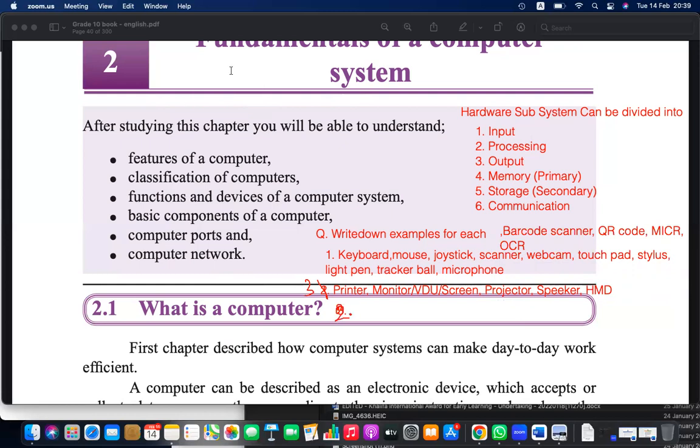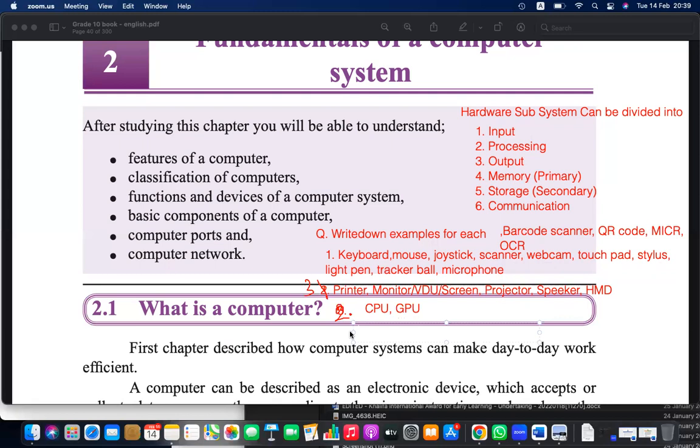What are the processing devices? There are 2. Central processing unit and graphic processing unit. GPU. CPU, GPU. CPU and GPU.